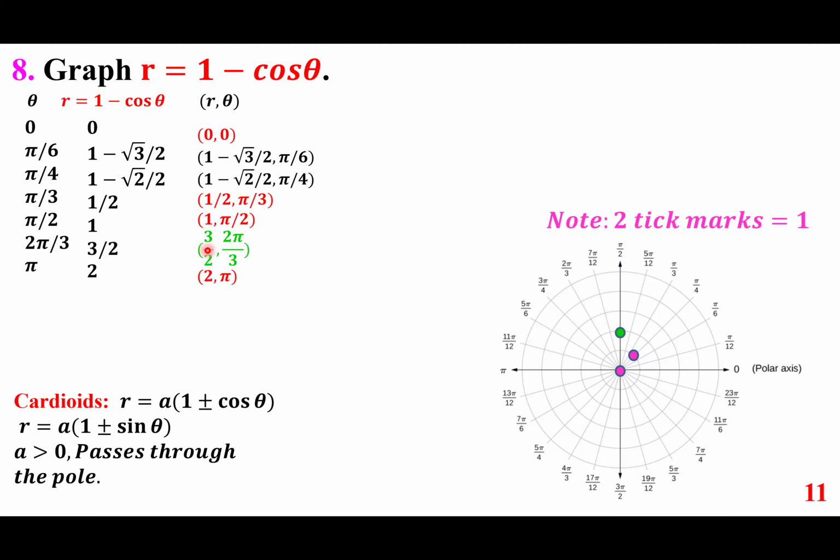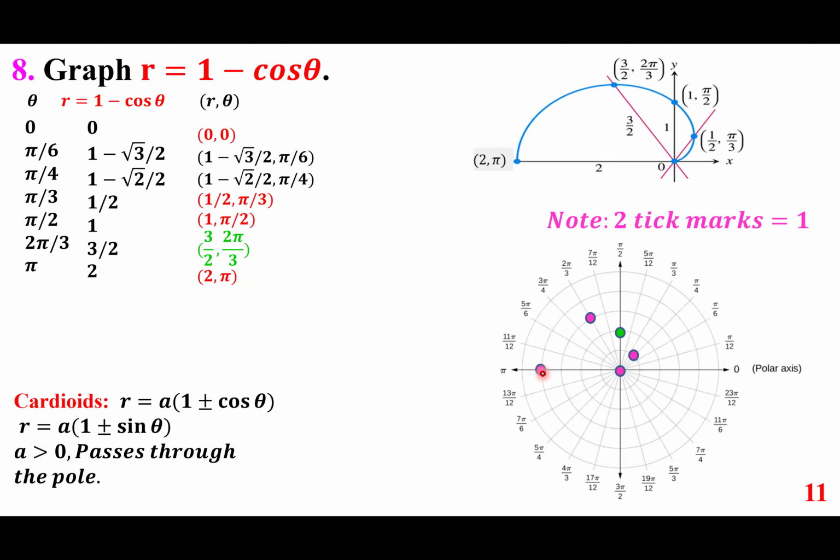Then 3 halves, 2 pi over 3. Let's locate 2 pi over 3 here. And 3 halves, 1.5 times 2, is 3 tick marks, so 1, 2, 3, because again, 2 tick marks is 1. Then 2, pi. Pi is this one. For 2, we go with 4 tick marks: 1, 2, 3, 4. And if you put them together, it'll look like this.